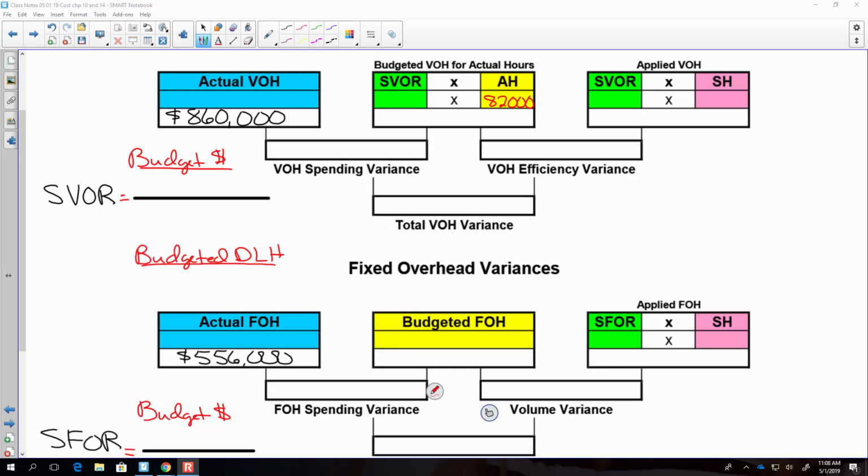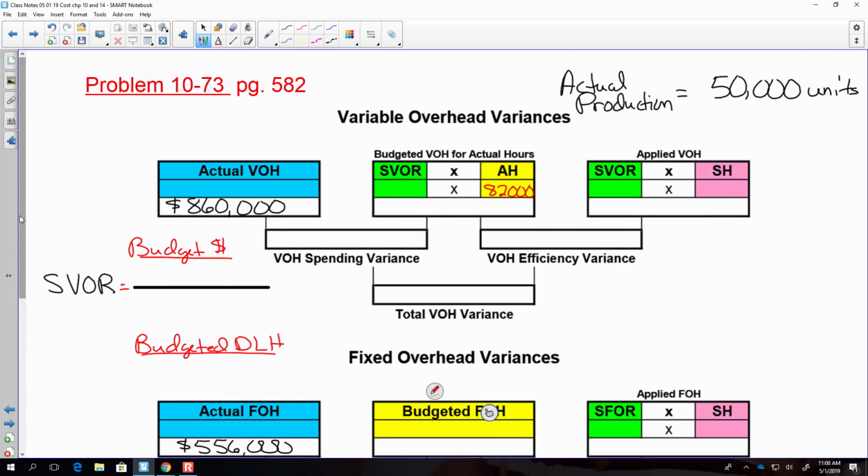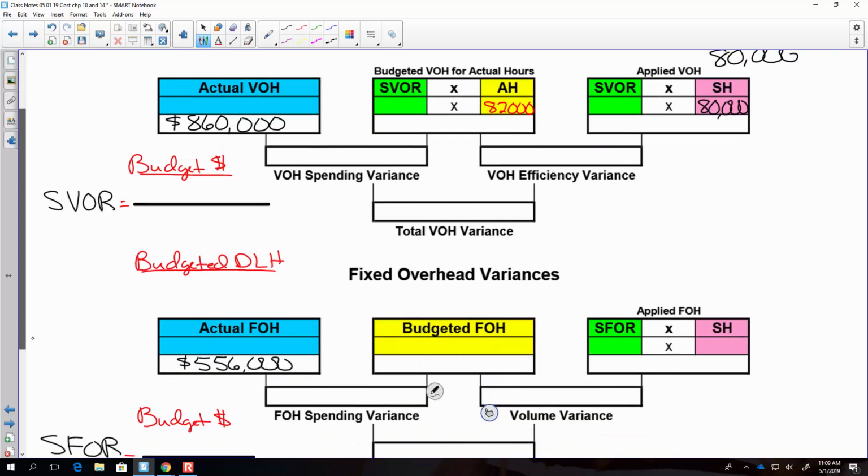I think the next easiest number to get is our SH, standard hours. We got the actual units. What am I multiplying by? 1.6. The 1.6 hours, right? That's what we think it will take to make one. Is that 80,000? Yeah. So we can put that here. And down here.